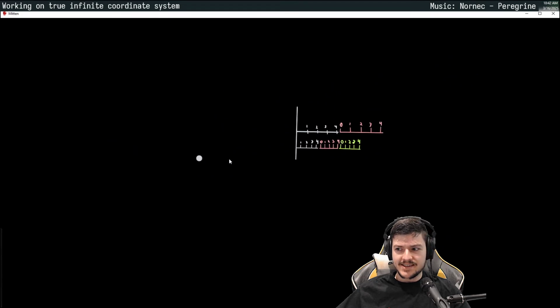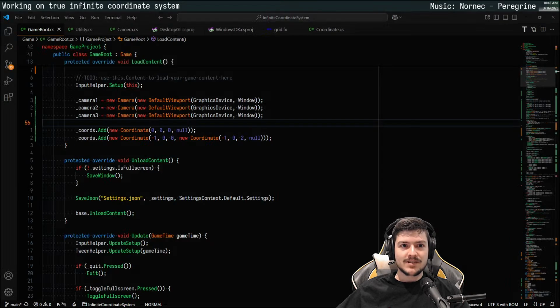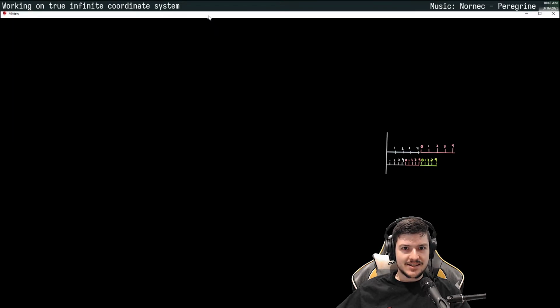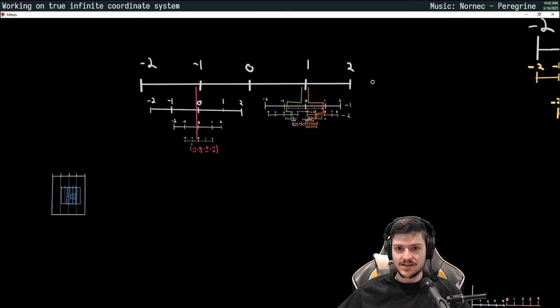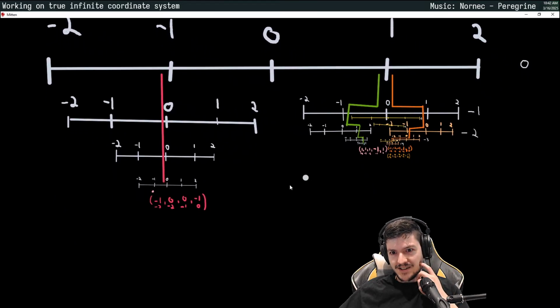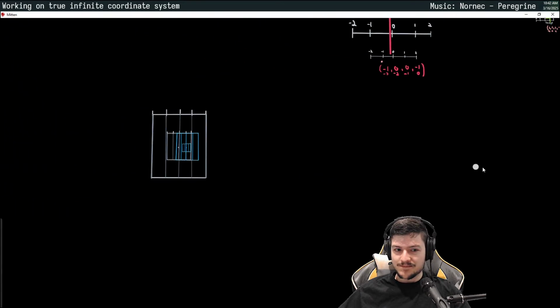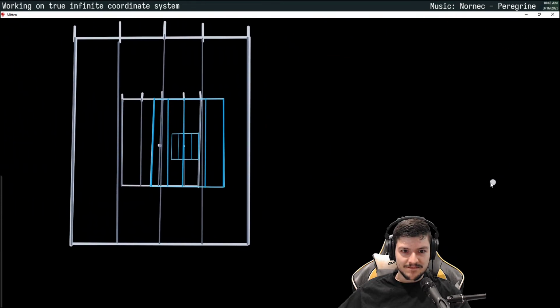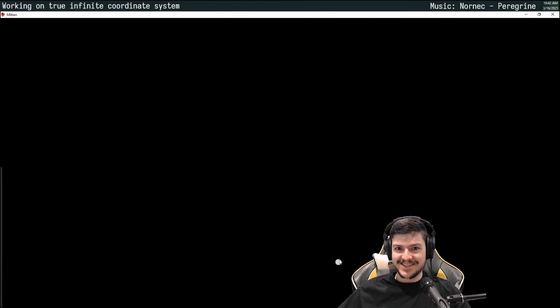So the coordinate system, what does it do? And I think the answer is you're trying to know where you are relative to the origin of the world. So a good coordinate system tells you where you are relative to the origin. So let's try to work with that in mind.